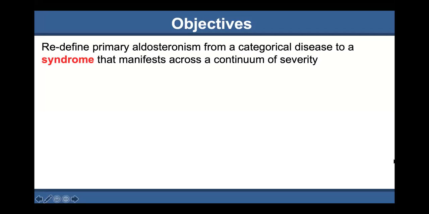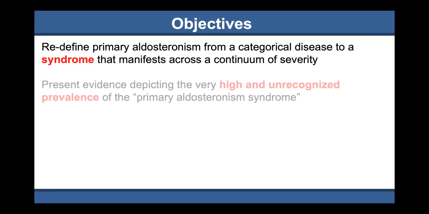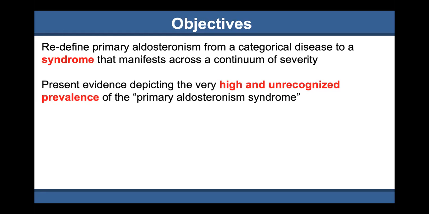My goals for this lecture are to help redefine primary aldosteronism from a categorical or binary condition to a syndrome that manifests across a continuum of severity. I'll present to you evidence that depicts that this primary aldosteronism syndrome is very common. It has a very high prevalence and it's mostly unrecognized.